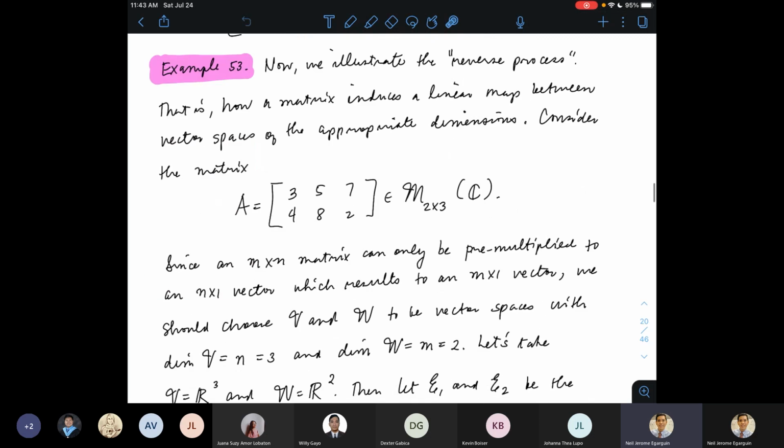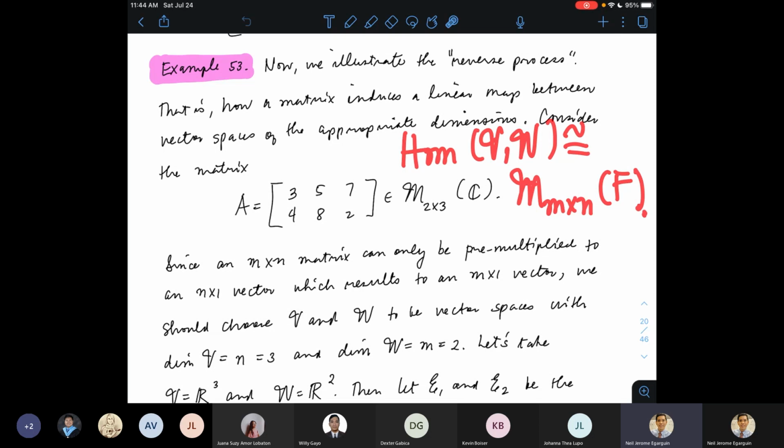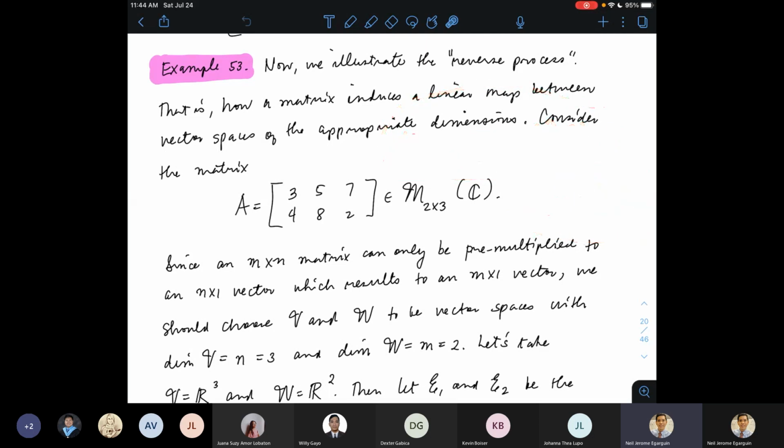Now we'll start the meeting with illustrating how the reverse process works, because we said that HOM, the set of all homomorphisms, is isomorphic to the set of all M by N matrices over the field F, right? So that means we have shown last time that any linear map has a matrix representation. But let's see now how a matrix gives rise to a linear transformation.